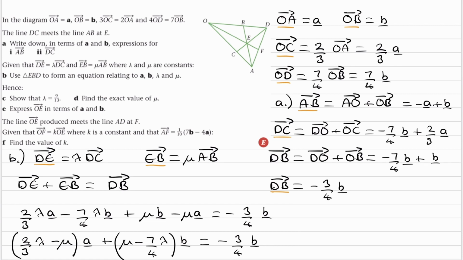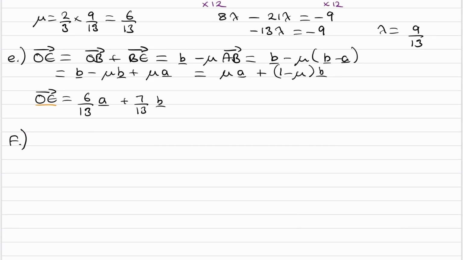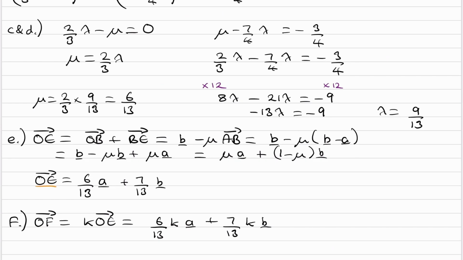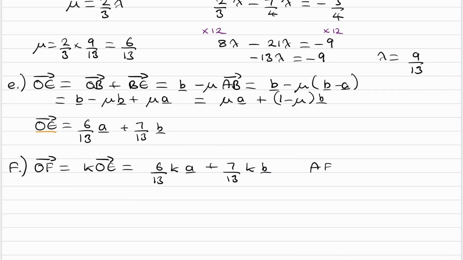So let's just write down what we know to begin with. We'll start with OF. So OF is equal to KOE. So this is the same thing as K times this, or 6/13 KA plus 7/13 KB. And then we have what AF is as well, 1/10 of 7B minus 4A. Let's put that here. So I'm going to multiply that out. That'll be 7/10B minus 4/10A, or 2/5A.